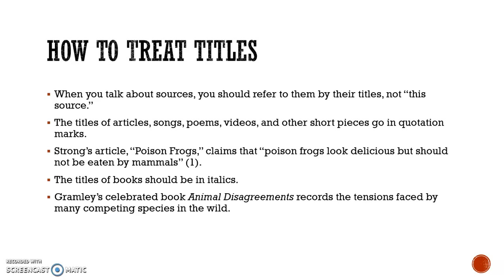The titles of articles, songs, poems, videos, other short pieces go in quotation marks. So, for example, Strong's article, "Poison Frogs," claims that poison frogs look delicious but should not be eaten by mammals. The titles of books, if you've got books, should be in italics. So, Gramley's celebrated book, Animal Disagreements, records the tensions faced by many competing species in the wild. If you've got a chapter from a book, that also goes in quotation marks. Basically anything that is shorter than a book goes in quotation marks. If you're nervous and you don't know, go ahead and use quotation marks because chances are you'll be right.